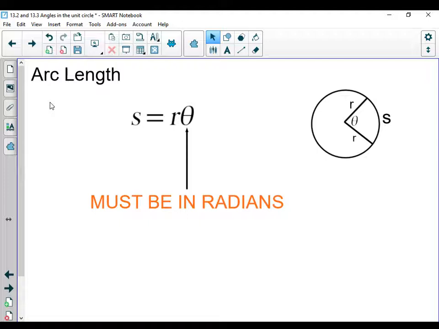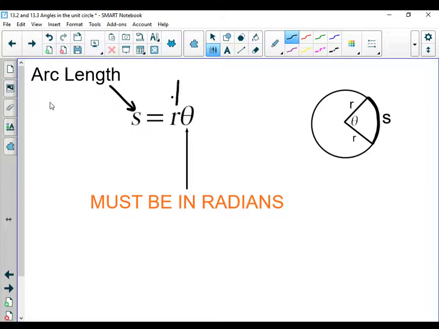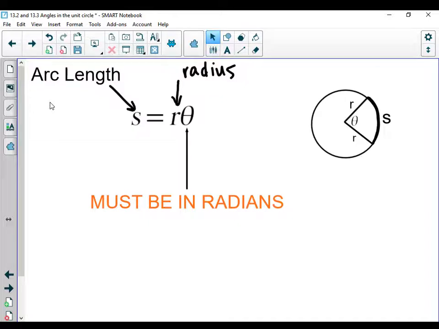But we didn't. So if we're going to find the arc length, which is denoted by S, that's what this side is here. We're going to find the arc length. R is our radius. And theta, which is our angle, has to be in radians.